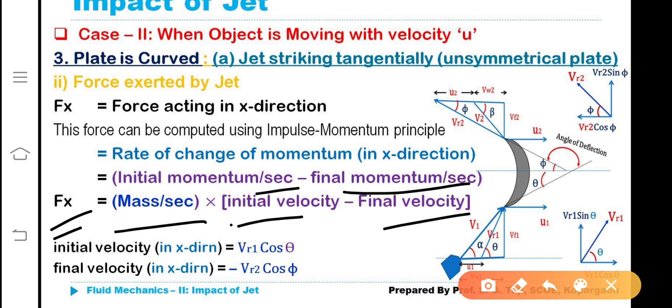Initial velocity in the x direction is equal to VR1 cos theta, we have seen. Final velocity in the x direction is minus VR2 cos phi. Why? Because it is in the opposite direction.